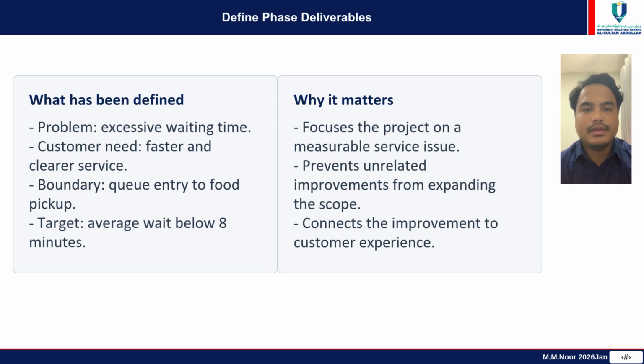Define phase deliverables. At the end of the define phase, the problem, customer needs, project boundary, and the target have been clearly established. This is important because it prevents the project from becoming too broad. It also ensures that every improvement is linked directly to the main issue, which is reducing customer waiting time.